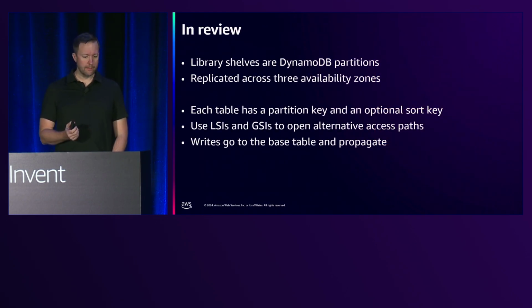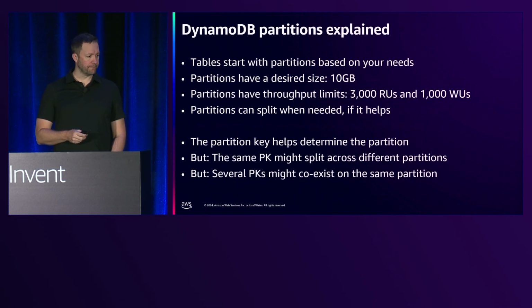So in review, think of those shelves like the DynamoDB partitions, replicated across 3 availability zones. And every table, when you're designing, gets a partition key and an optional sort key. The sort key is not required. You could just have it be like this city is this number. But in our phone book analogy, we're using a sort key. And you have an LSI, which is kind of like the yellow pages, and a GSI, which is like a whole other wing of the library with a different lookup key. And the writes always go to the base table, and they propagate to the indexes.